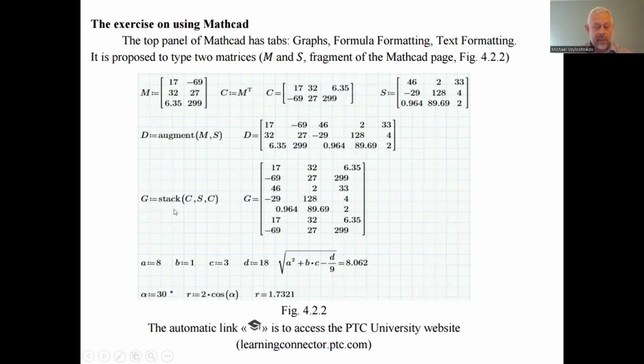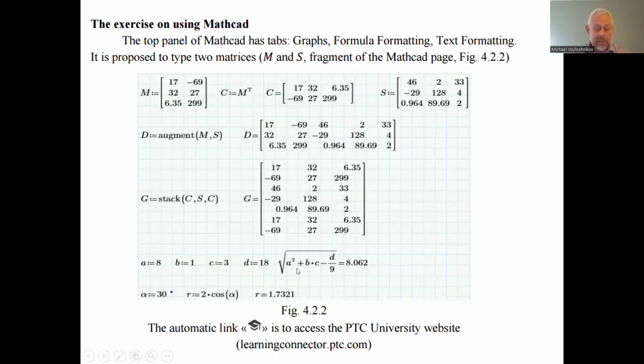The stack is just as well the combining of the matrices C, S, and C. Again, the matrix C we combined with the matrix S. The matrices have to be of the same number of columns. If we combine them by rows, first we have 2 rows of 3 columns of matrix C. Next, we have 3 rows with 3 columns of matrix S, and last we have 2 rows and 3 columns of matrix C again. So this is combining like a stack, augment stack.